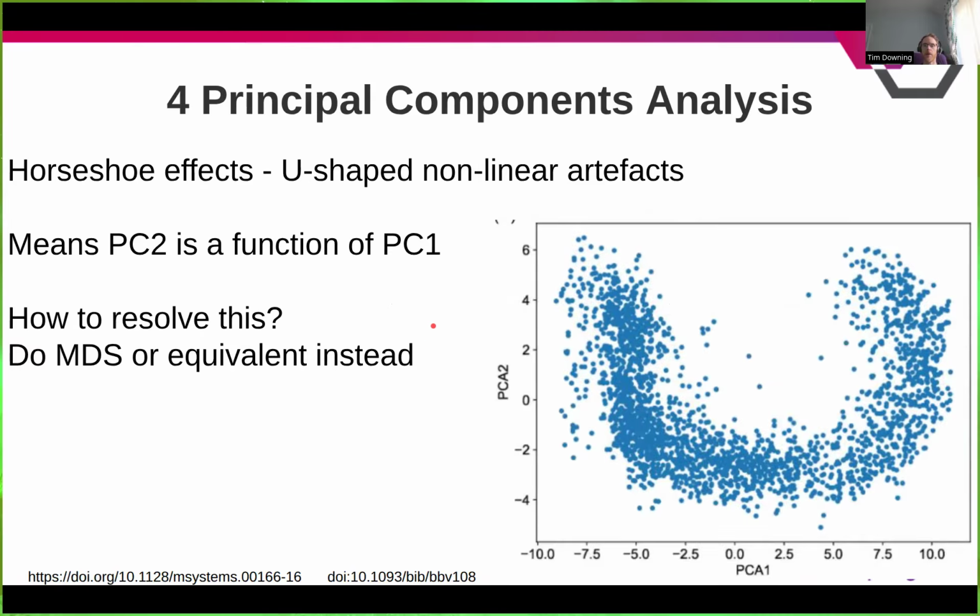it more effectively. And what we wouldn't want to see is this kind of nonlinear effect. This is a horseshoe effect because it's shaped like a horseshoe, where we see the principal components are correlated in a peculiar fashion, yielding this horseshoe shape. So they're partially covariating, but in a nonlinear space. And a solution to this is to use MDS or an equivalent method instead.